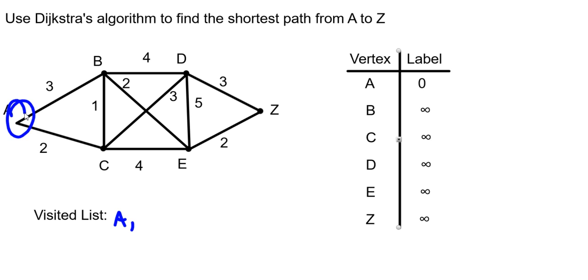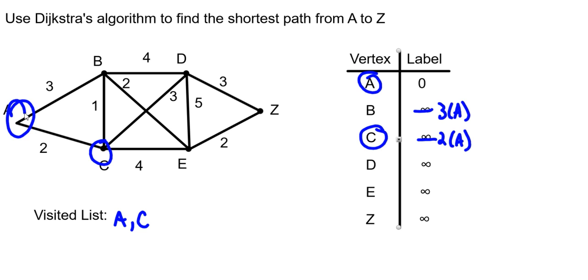So once you're at A, you can reach B at a cost of 3 coming from A, which is better than infinity. We can also reach C at a cost of 2 coming from A, which is better than infinity. A has already been visited, so we're going to look at all the unvisited vertices, B, C, D, E, and Z, and choose the one that has the cheapest cost. That'll be C.